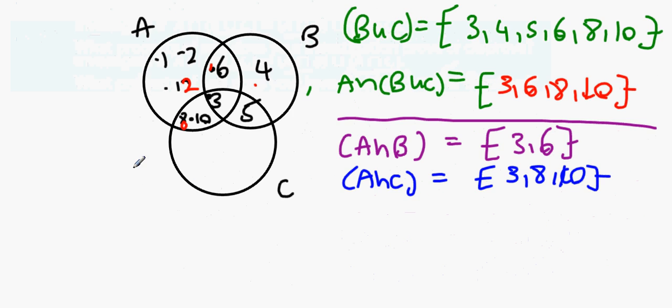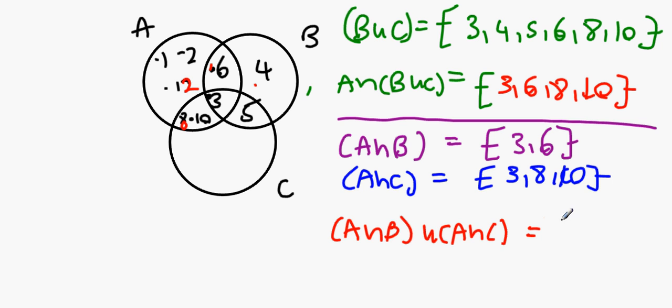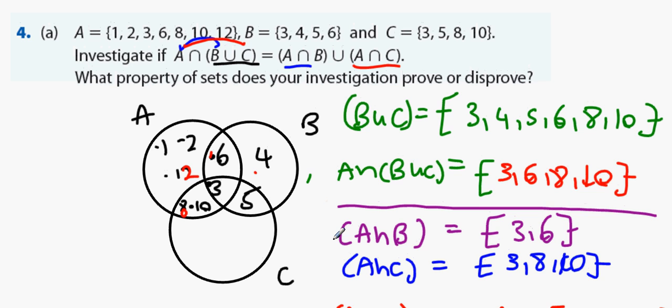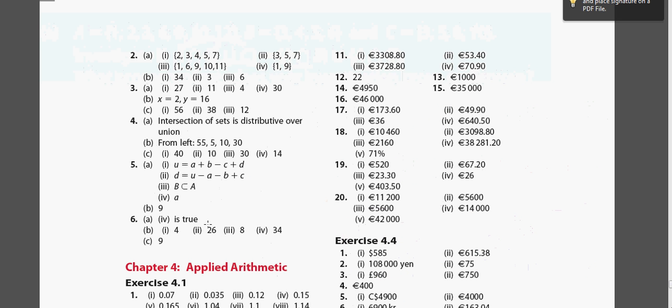And now what we're going to do is join them both together. So we're going to get A intersection B union A intersection C, and what we're going to find out is it's going to be 3, 6, 8 and 10. It's exactly the same as A intersection B union C. So what we're going to learn from this is basically that intersection of sets is distributive over union.